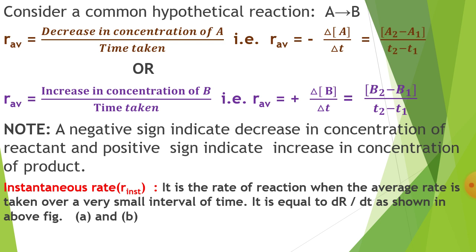Now next, instantaneous rate, that is R instant. It is the rate of reaction when the average rate is taken over a very small time interval. It is equal to dx by dt, as shown in the figure above for A and B. This is also shown in the graph. How can we calculate the instantaneous rate at a particular time instant?